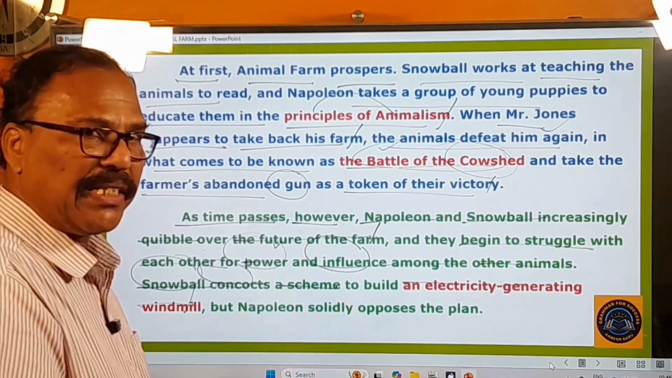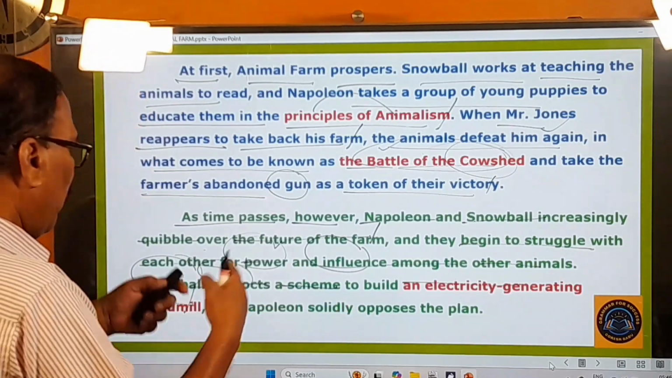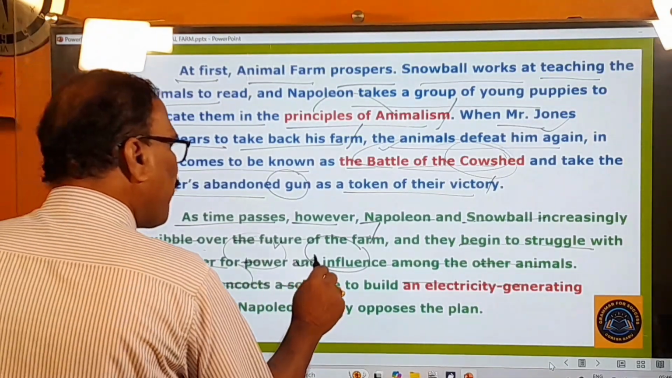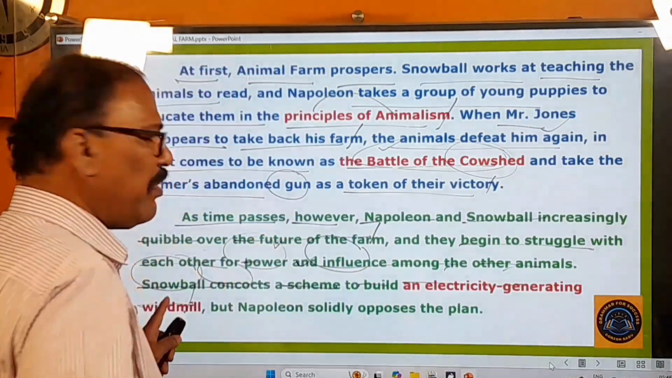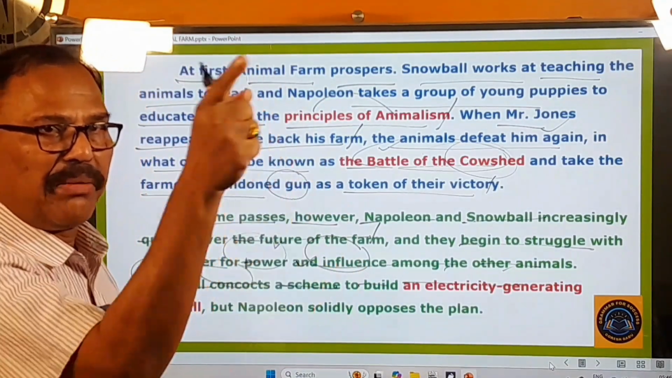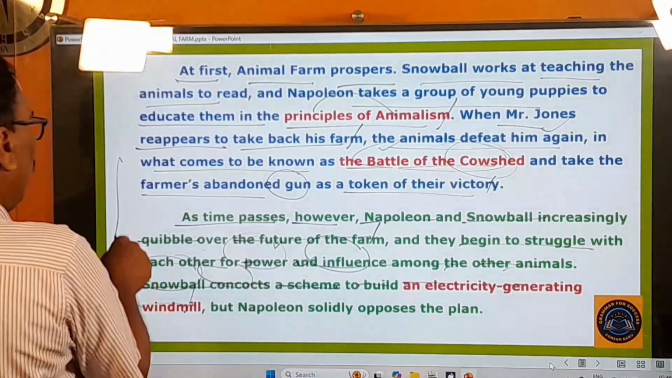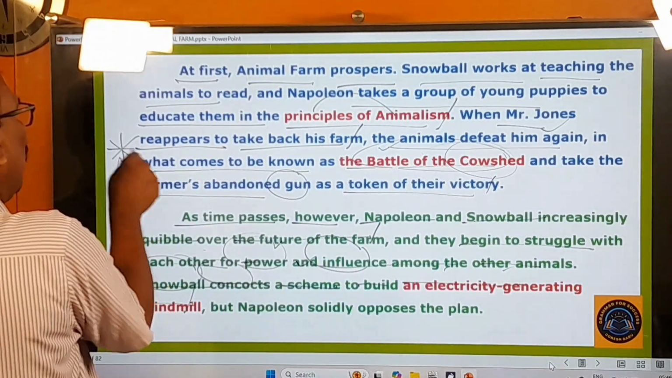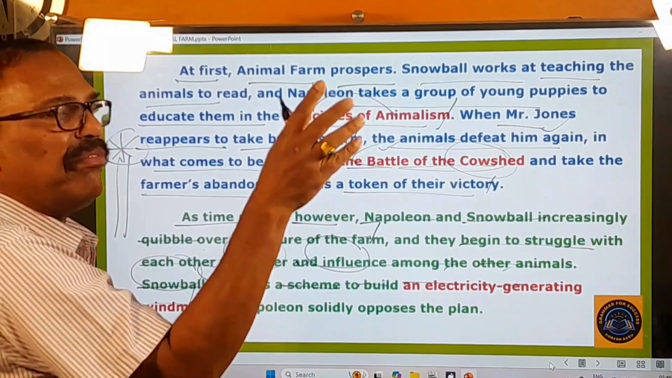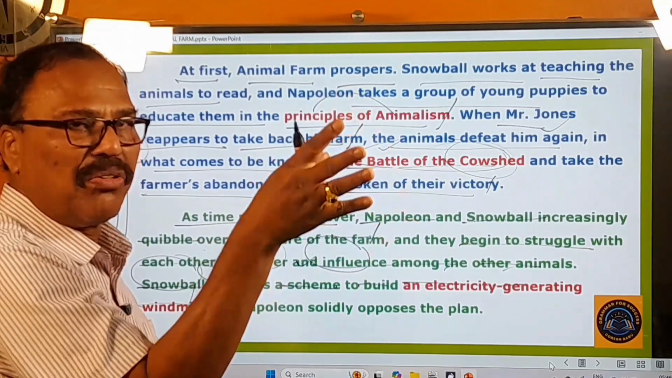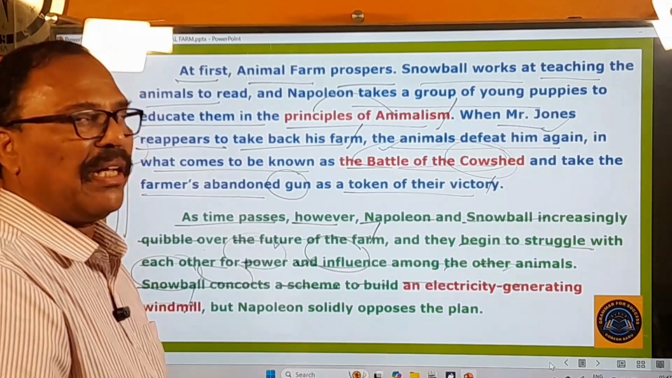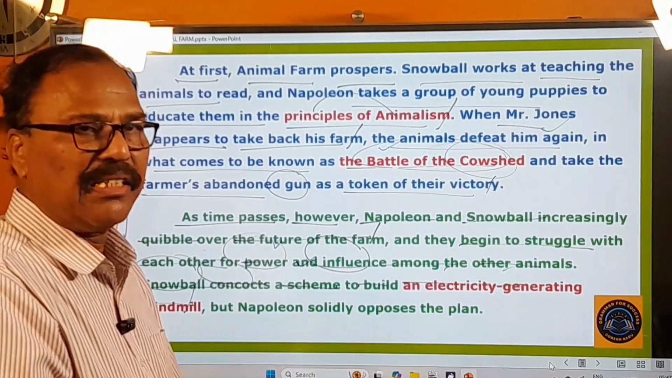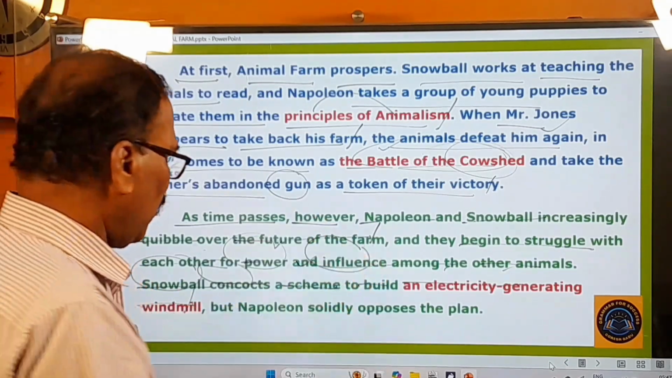Okay, he concocts, he fabricates a scheme. What is that scheme? To build an electricity generating windmill. A big tower will be there, and on this tower there will be some windmill. So when the windmill runs, what happens? Automatically electricity will be generated, and with that they can have lights and other uses. You know that very well.